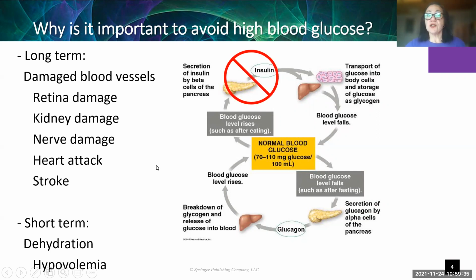Okay, so that was when things were working properly. Sometimes things don't work properly. One of the problems that we see is some patients have an inability to produce insulin. The blood glucose is coming up, but they are not able to release insulin when they need it. That disorder is what we call type 1 diabetes.